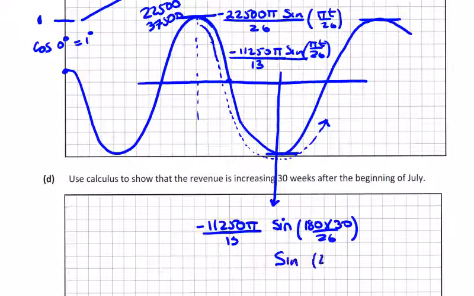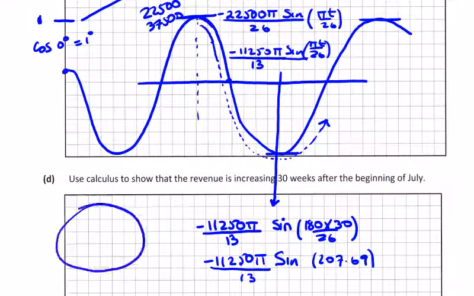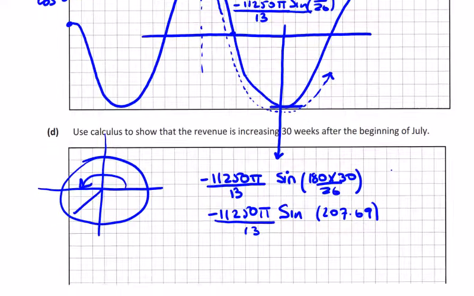This does give me the sine of 207.69 degrees, which we know is going to be negative. Minus 11,250 times pi over 13 by the sine of a negative will give me a positive, so we're going to show that this is increasing. 180 is to here, so sine is negative in the next sector in the 200 range. So what does this work out to be? It's giving me 1263.34, greater than 0, so therefore the function is increasing.